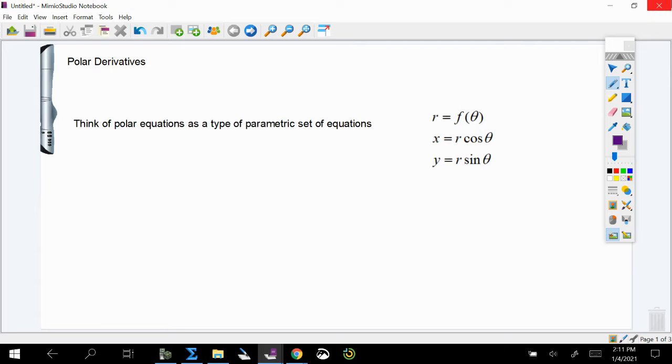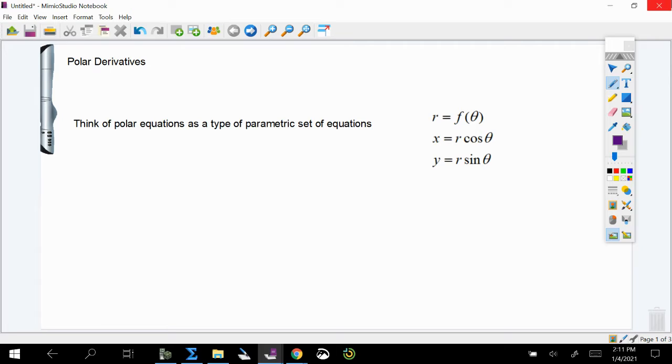So first, polar derivatives. When you think about polar equations, you want to think of them as like a special type of parametric equations. Since you already know how to derive parametric, it's going to make your life easier when it comes to remembering how to derive polar. So here's some formulas off the side that you should know.